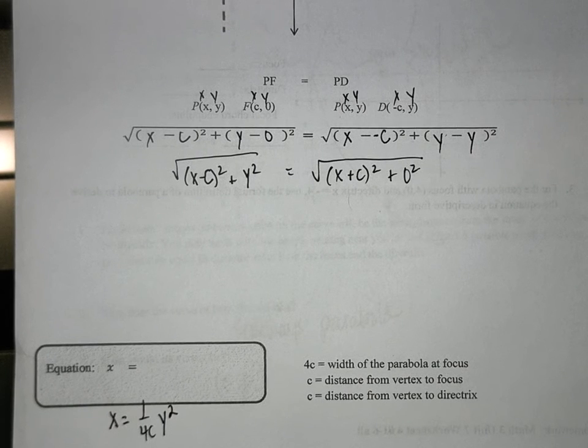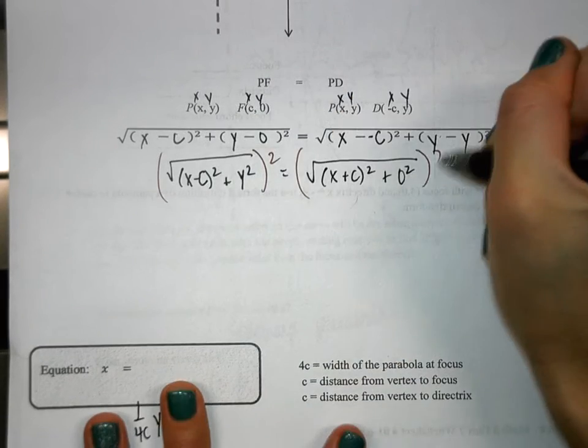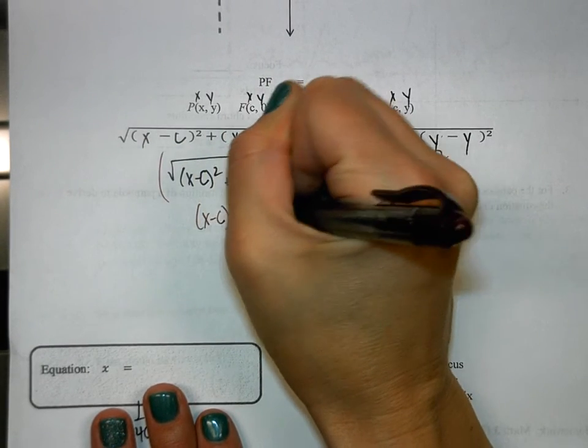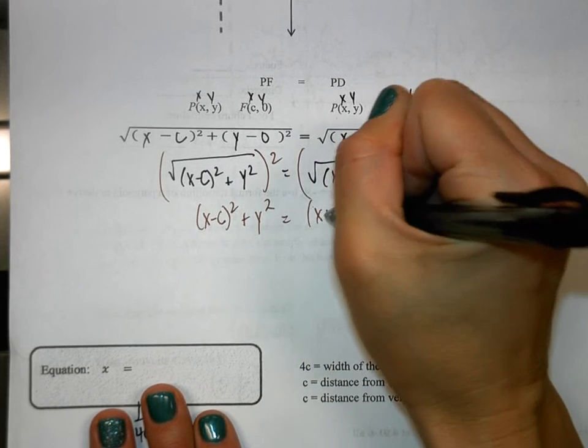Okay, how do I get rid of a root? Good, we square both sides. When we do that, everything just comes out. So we get x minus c squared plus y squared equals x plus c squared.